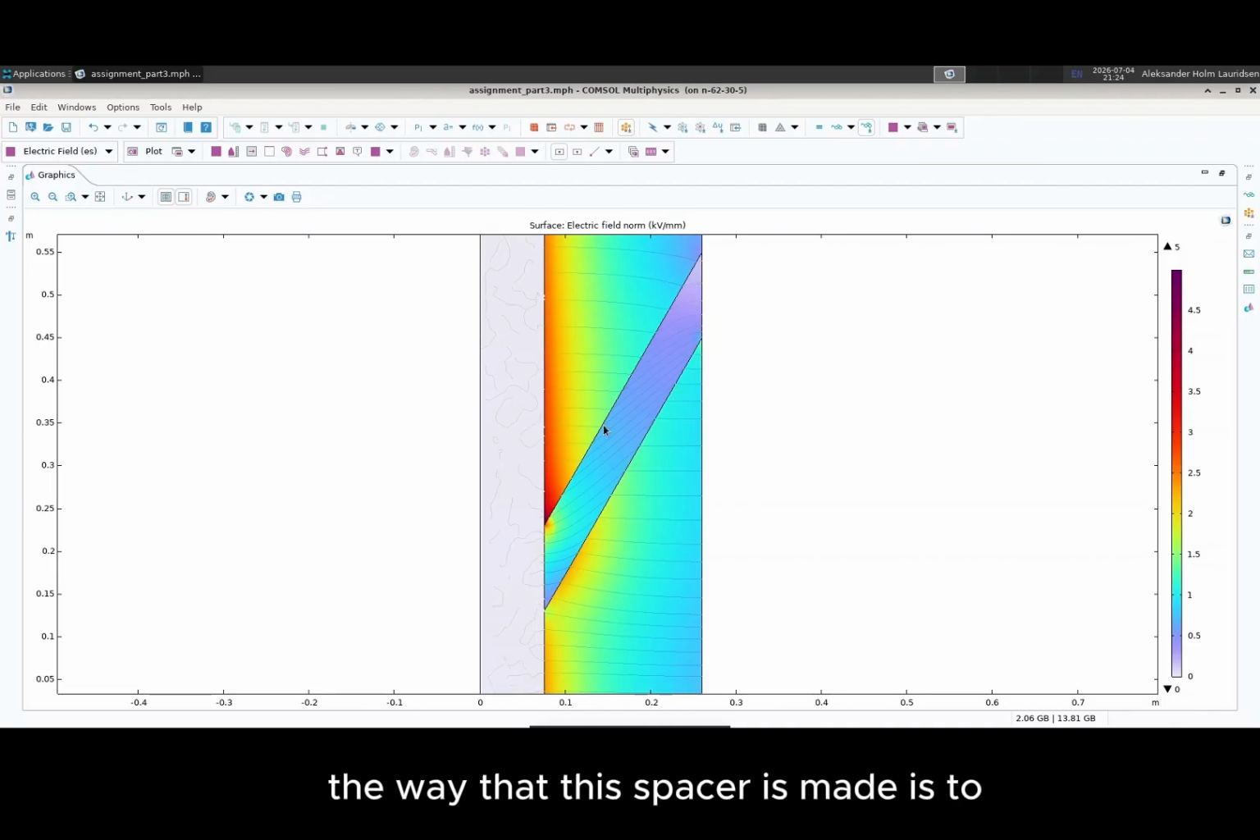The way that this spacer is made is to distribute the field in a way that is better in terms of the lines and how they're distributed, so there are no too high concentrations of the field strength. This is how the actual simulation looks in Comsol for a finite element method simulation.